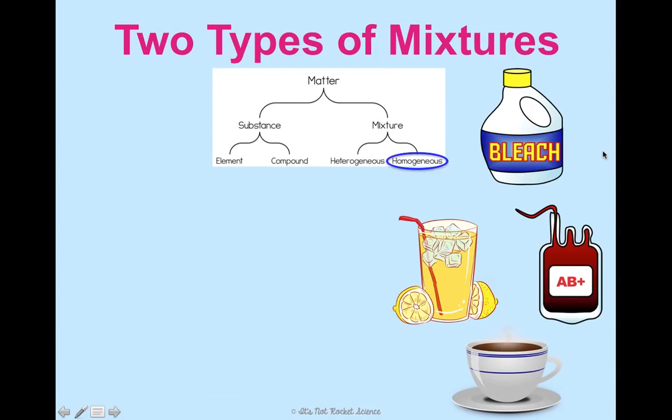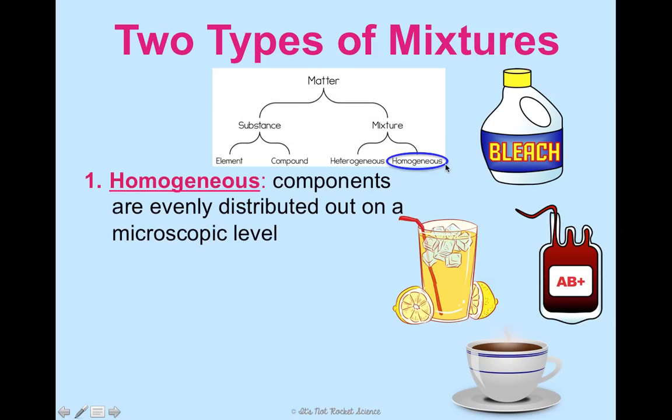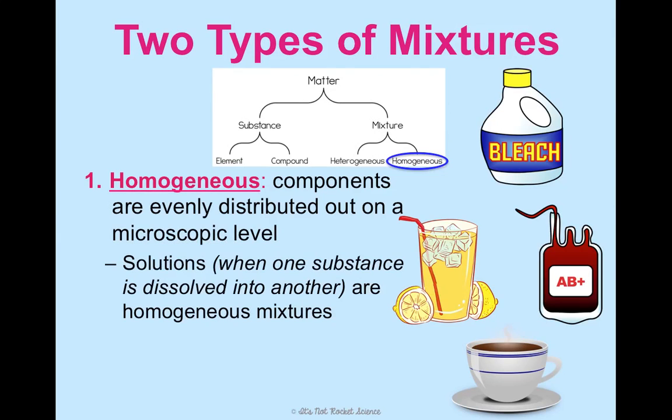All right, let's talk about mixtures. Mixtures can be classified as heterogeneous or homogeneous, so that's how we can further subdivide them. Let's talk about homogeneous first. These are where the components are evenly distributed out on a microscopic level. Another word for a homogeneous mixture is a solution.